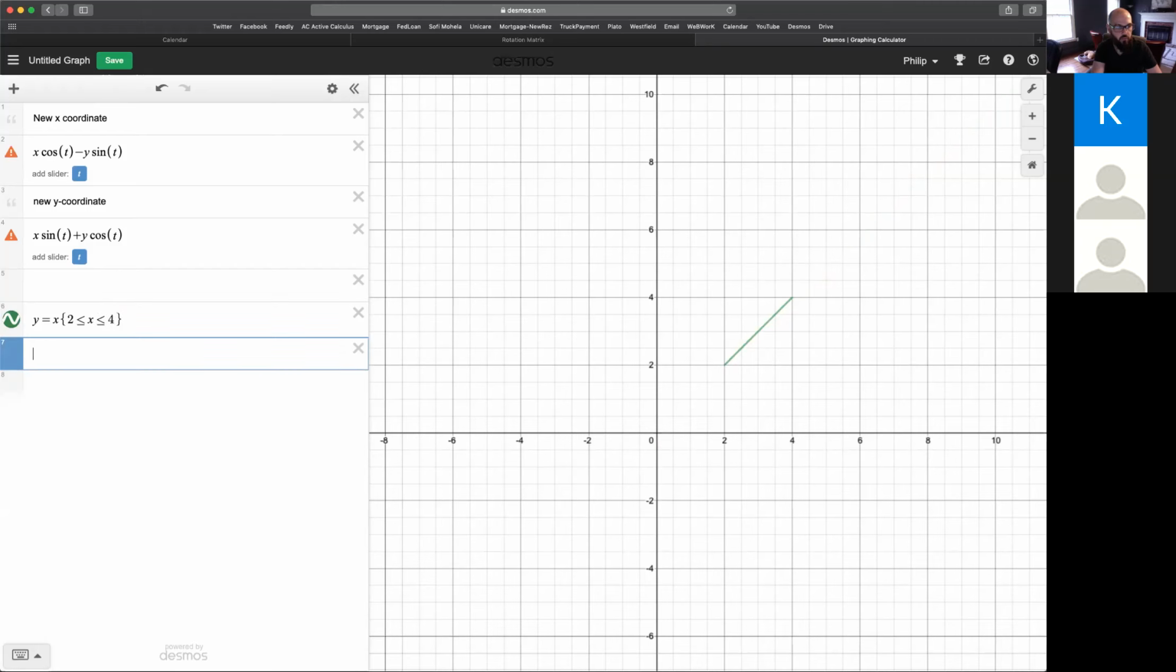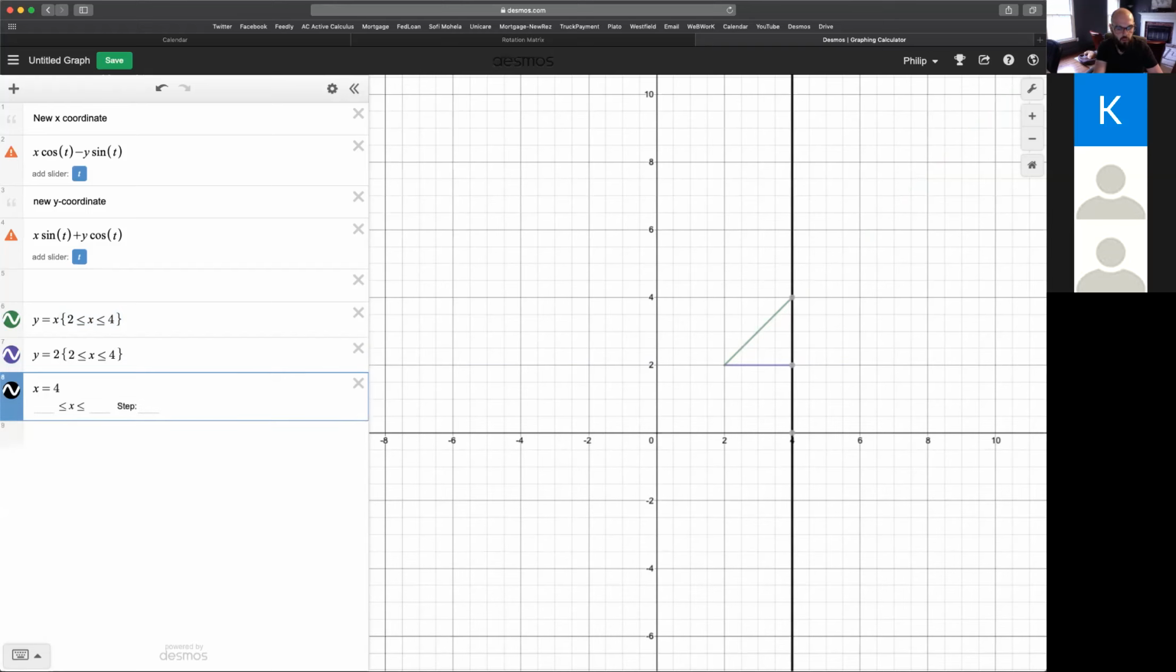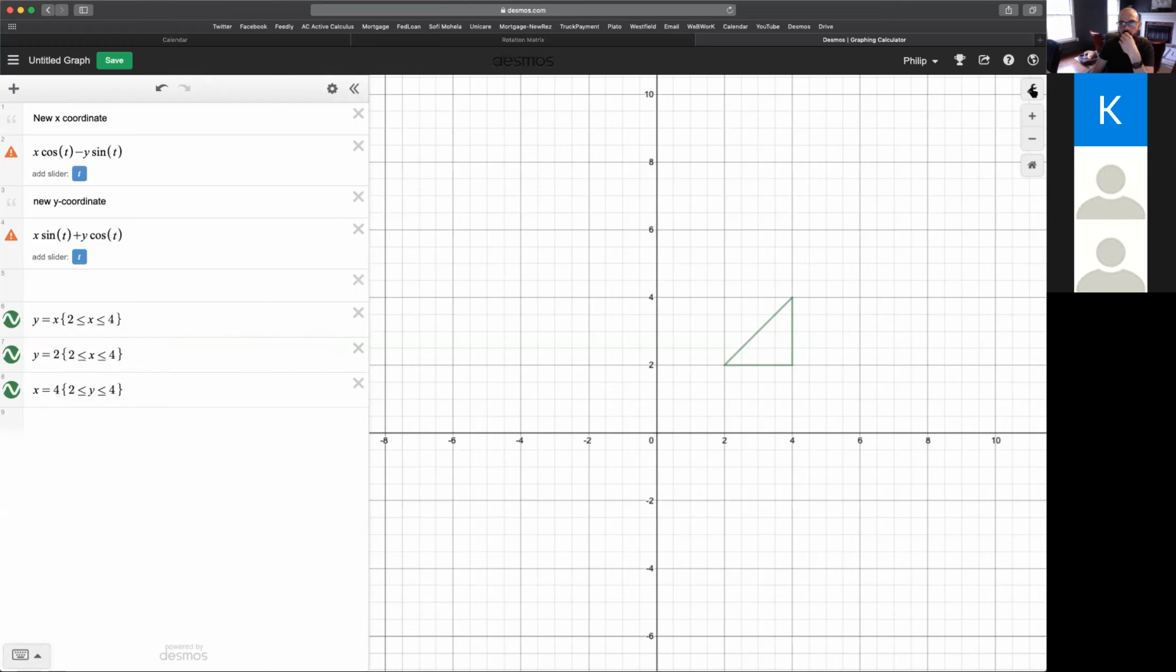And then let's do something else where we have a y equals 2, and then we want to have this same restriction here, and then we'll do an x equals 4, and we'll want to cut off our y's. Okay, so we've got this triangle here. We'll keep it a green triangle, and what we're going to do is take this triangle and rotate it around the origin, right? We'll see sort of how we can do that.